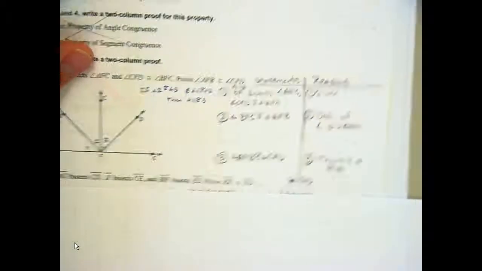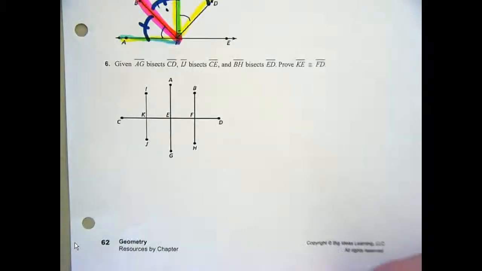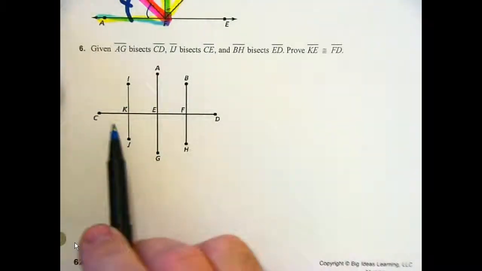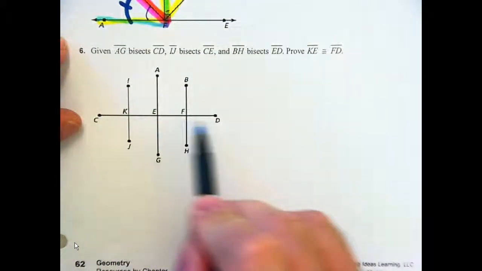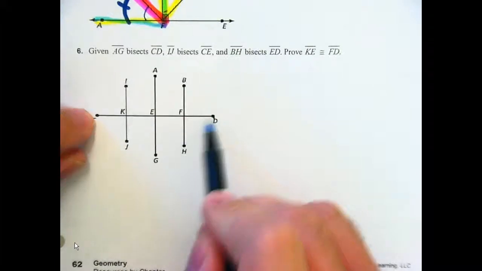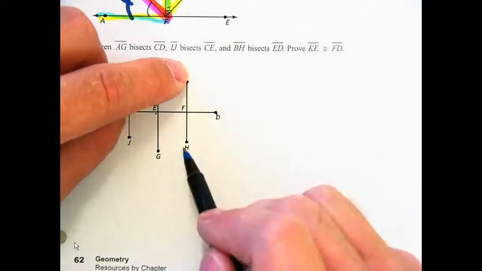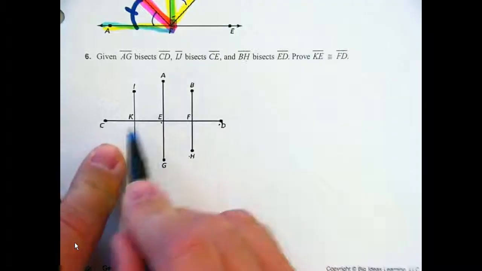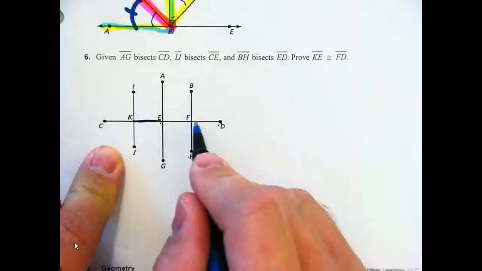Okay, let's take a look at the next problem real quick. Number 6. Given AG bisects CD. How many of you started number 6? Tougher problem, man. Given AG bisects CD, so we have this middle bisects this whole line. IJ bisects CE. BH bisects ED. Prove that this little chunk right here, KE, is congruent to FD.